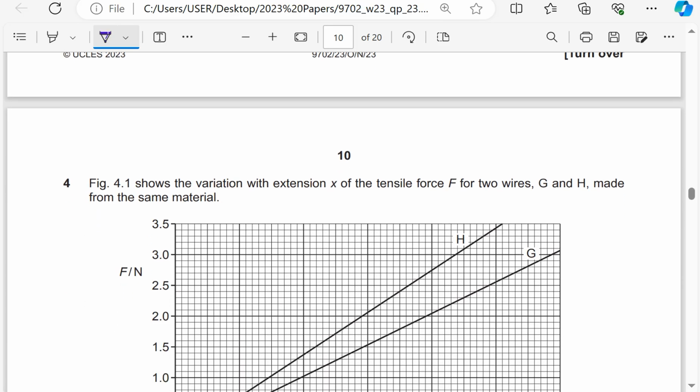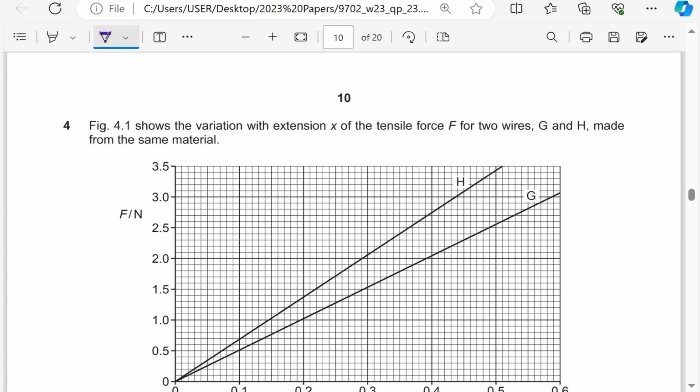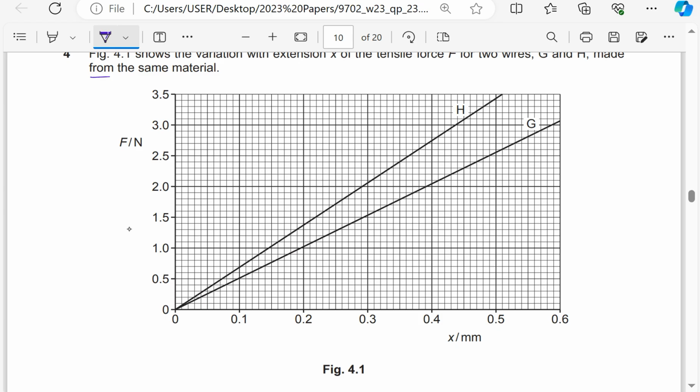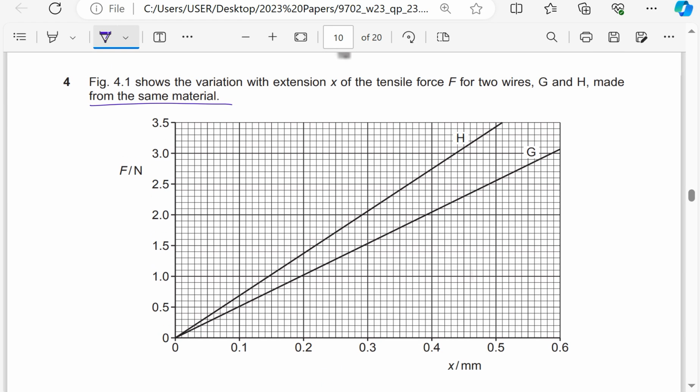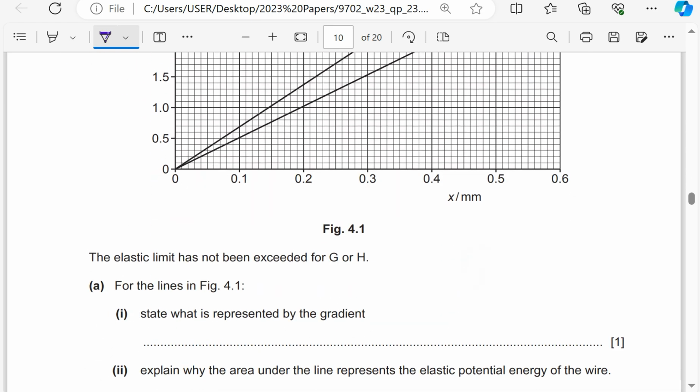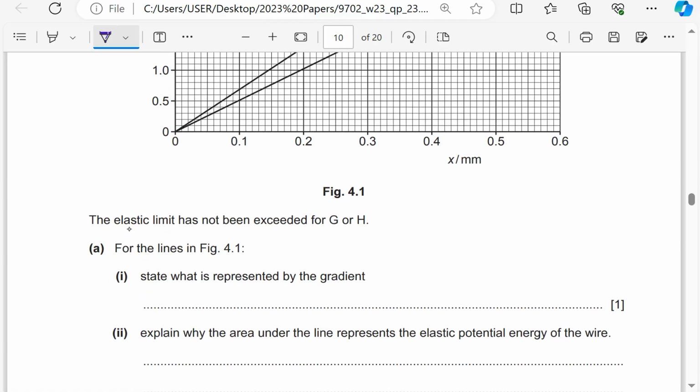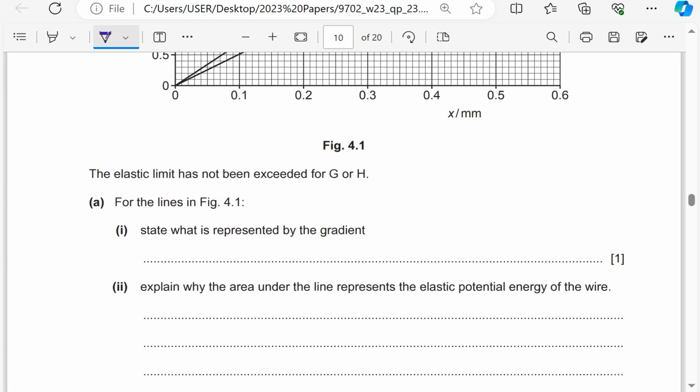The figure shows the variation with extension X of the tensile force F for two wires G and H made from the same material. This is very important. Same material, they most likely have the same Young modulus. The elastic limit has not been exceeded for G or H. For the line, state what is represented by the gradient. Of course, F is equal to Kx. We have F against X, so it is the spring constant.